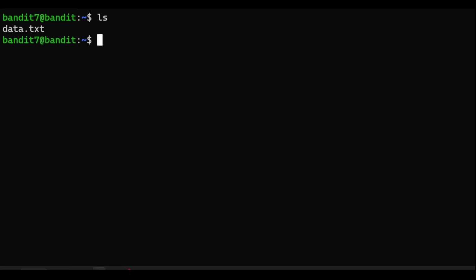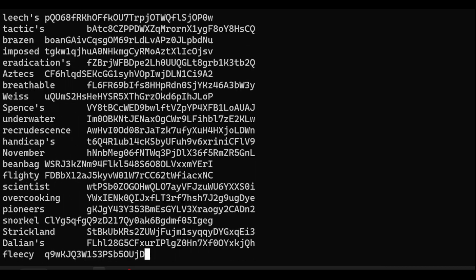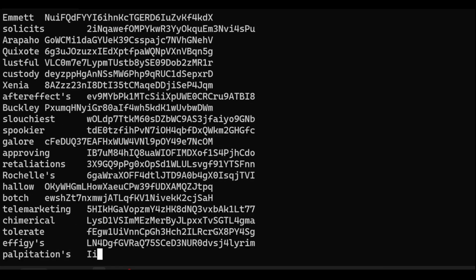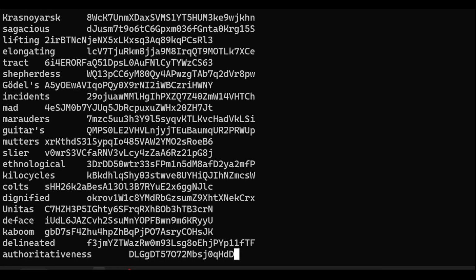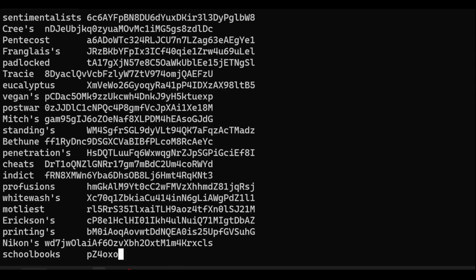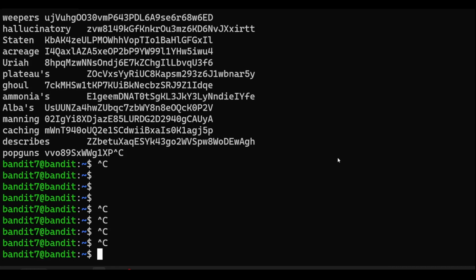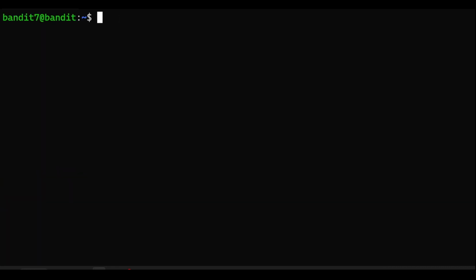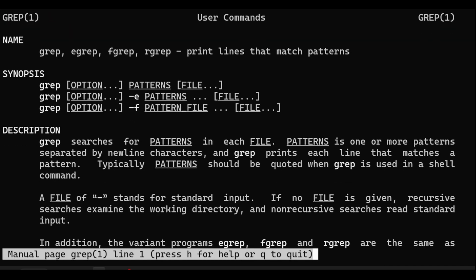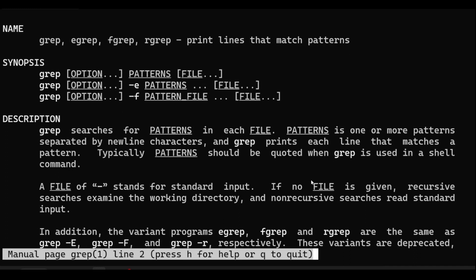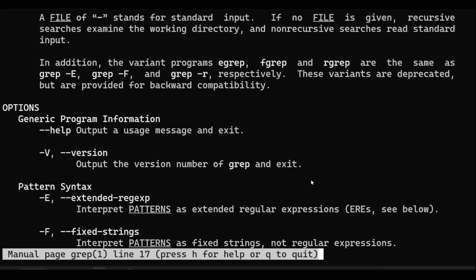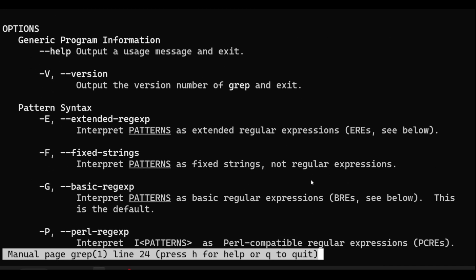So the first step is always ls. There's this file. Now I think there are a lot of lines in this. Okay, there are a lot of lines in this. The command which should be used now is grep. I'll tell you what grep is. Man grep. Grep searches for patterns in each file. If you search for a word in a line, it'll print out the whole line if the word is there in that line.